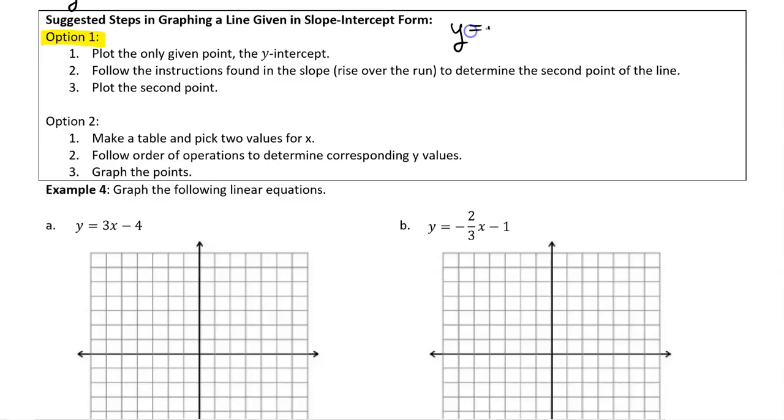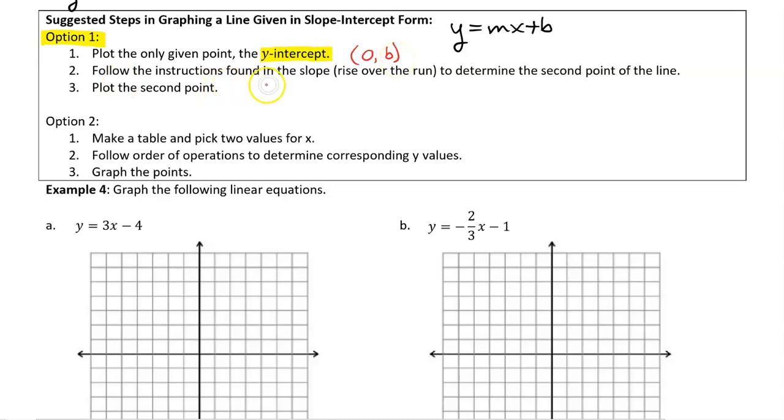Just a reminder, mx plus b. That's the way the equations should look if I'm going to use this first method, where we can plot the only given point, which happens to be the y-intercept. So whatever the b value is, I know one of my points on that graph is going to be 0, b. That information can go in the other direction as well. From this number, whatever is being added or maybe subtracted, maybe the b value is negative, we're going to make that into the ordered pair 0, b.